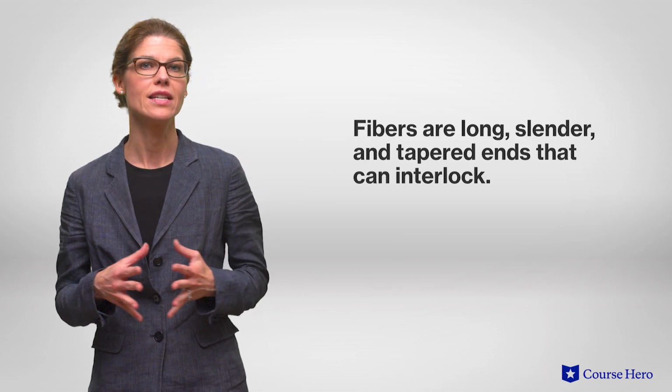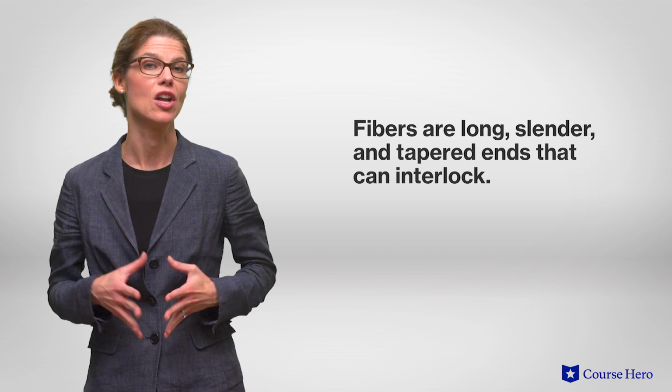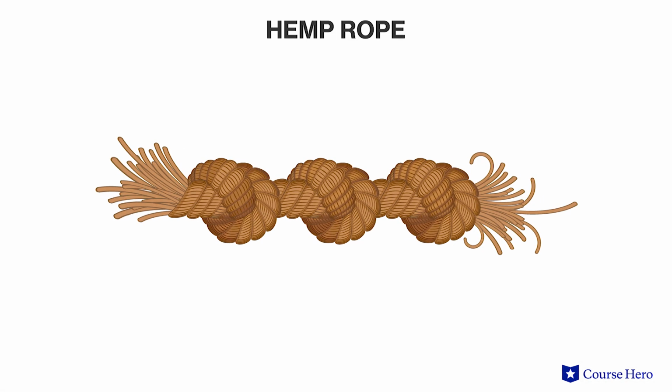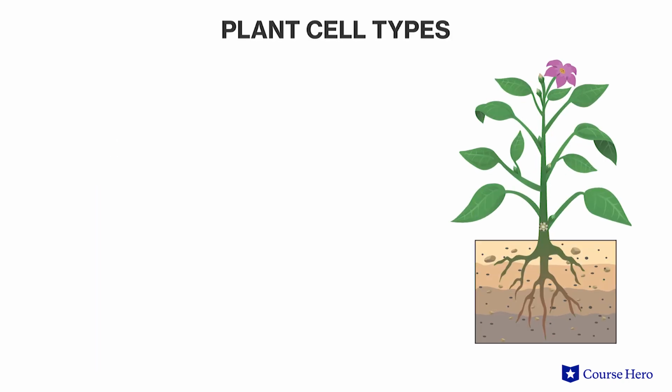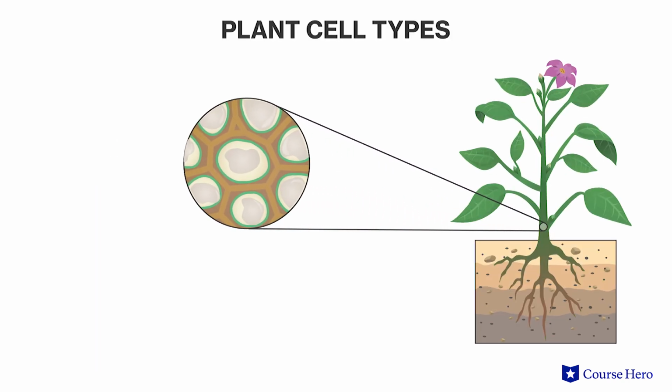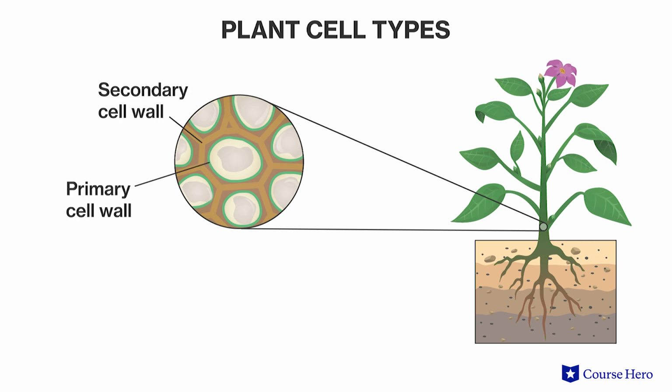Fibers are long, slender, and have tapered ends that interlock. An example is hemp fiber, used for making rope. Sclereids are shorter than fibers, irregular in shape, and have thickened cell walls. They're responsible for making nutshells hard.